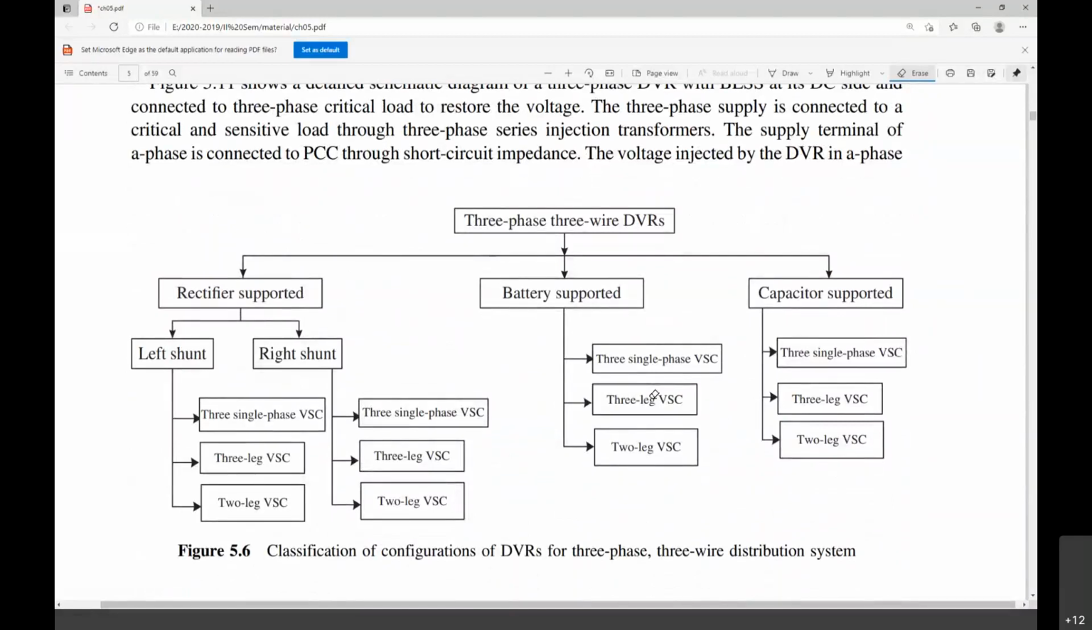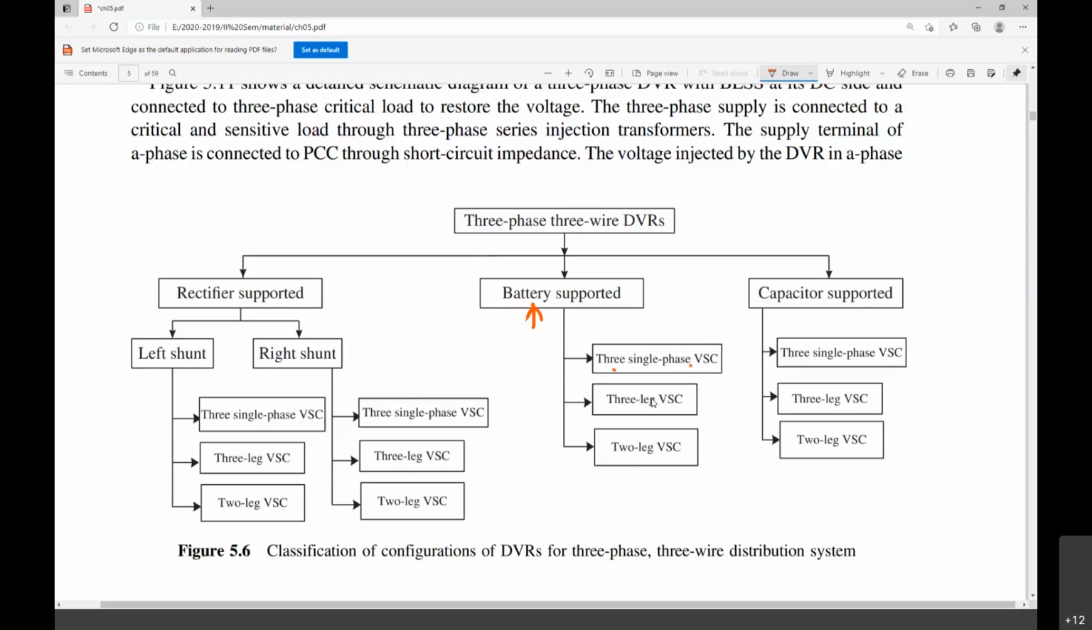In the case of a three-phase three-wire DVR, as I was mentioning in the earlier classes of the series active compensation, series compensation, we have seen the rectifier supported, the battery supported, and the capacitor based supported. Basically, this concerns the inverter input side. This is very obvious. If you have a battery supported, we can go for three single phase voltage source converters, or a three leg VSC, or a two leg VSC.